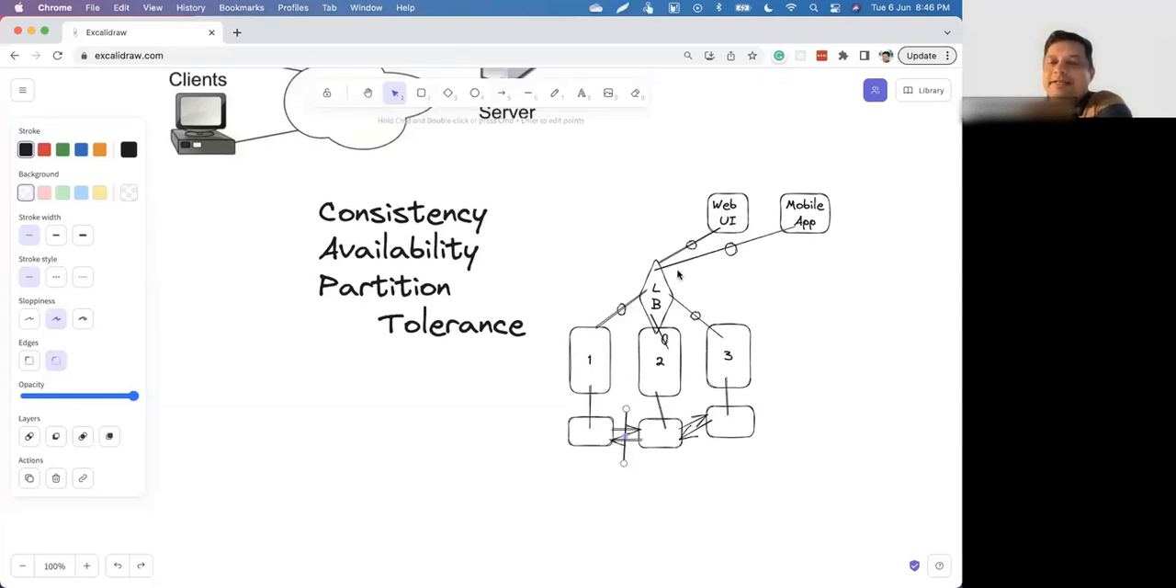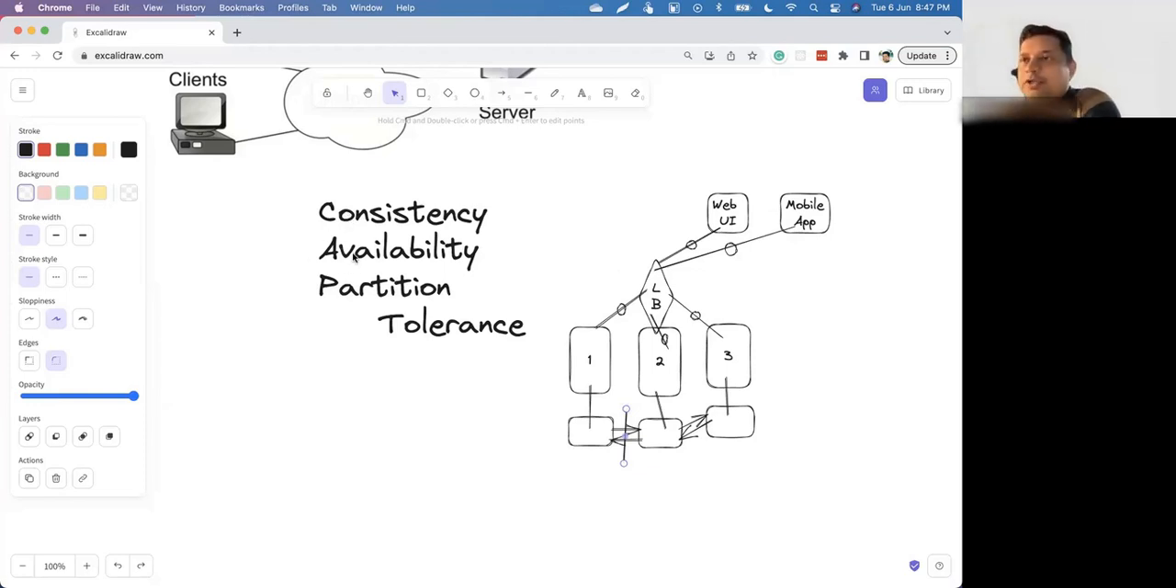Or if you change the pizza order, you change some topping, if they allow you to change the order after you have ordered, then you will see the change in one place, you will not see the change in the other place. So that will become a consistency issue, right? Or if the application goes down, then this is an availability issue, right?